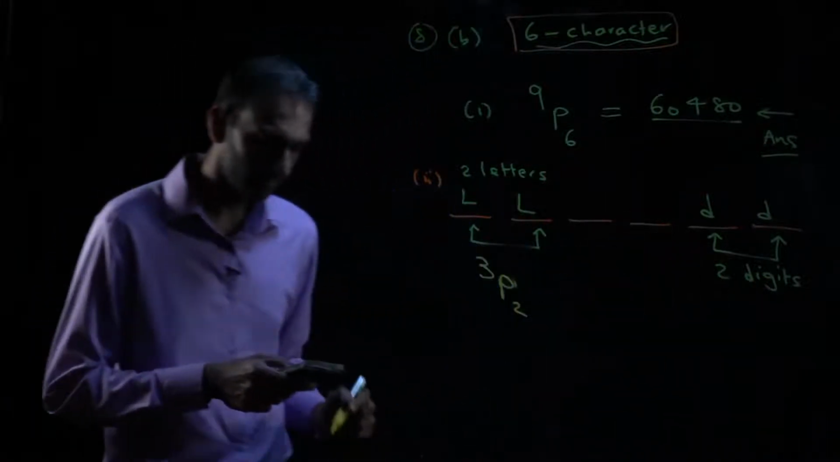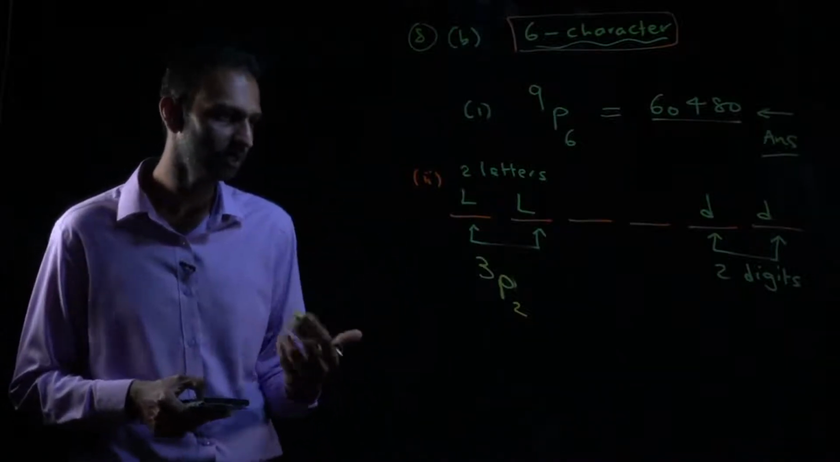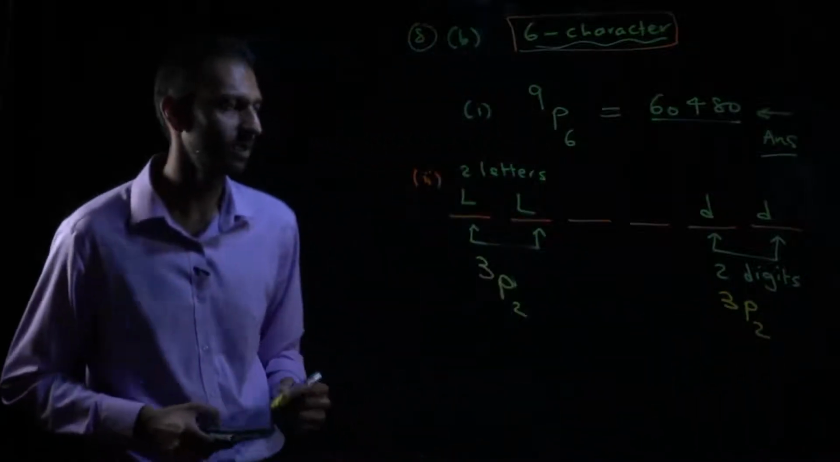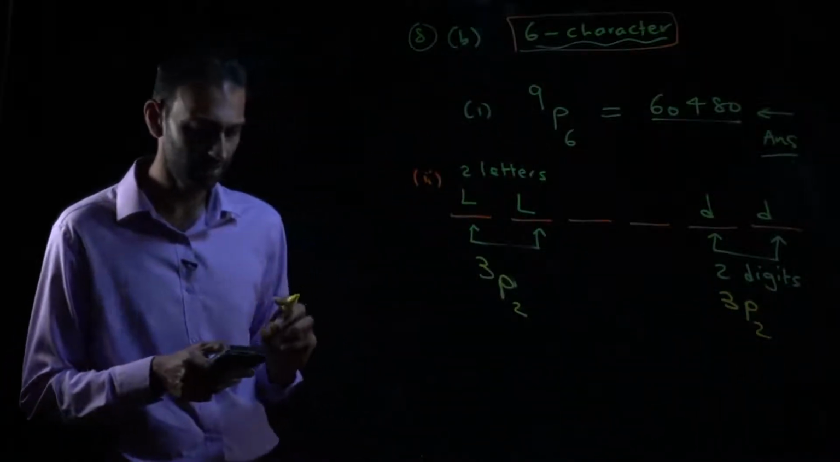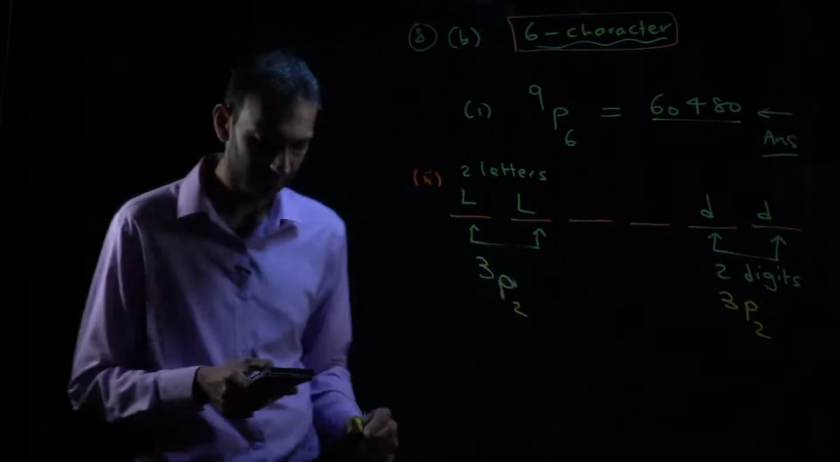2 digits, we have how many digits? 3 digits, 2, 4, and 8. In how many ways can we choose that? It's 3P2 again. Remember, these are fixed, so 3P2 and 3P2.